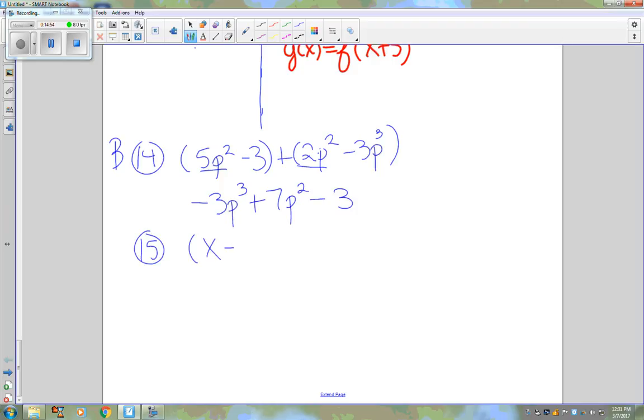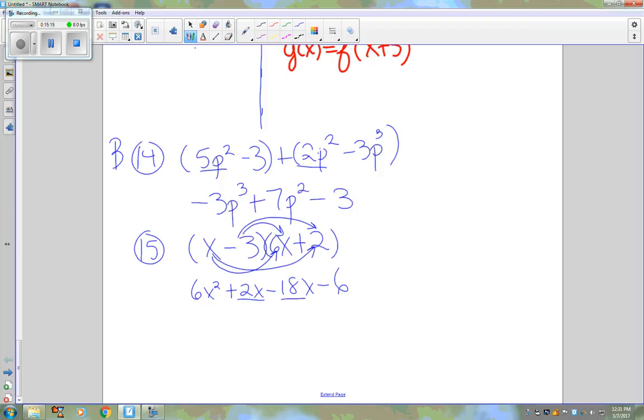15, you're asked to find the product. That means you need to multiply these out. You're going to multiply by distributing, or some of you say FOIL method. x times 6x is 6x squared. x times 2 is 2x. Now distribute the negative 3. Negative 3 times 6 is negative 18x. Negative 3 times 2 is negative 6. These two are like terms. So this produces 6x squared minus 16x minus 6, which is A.